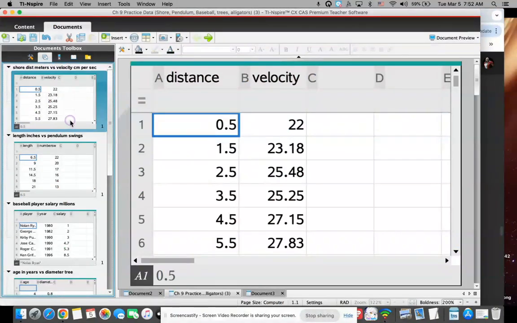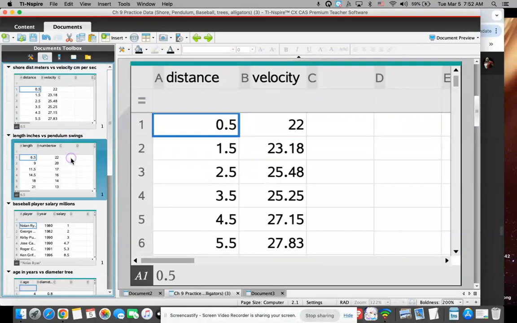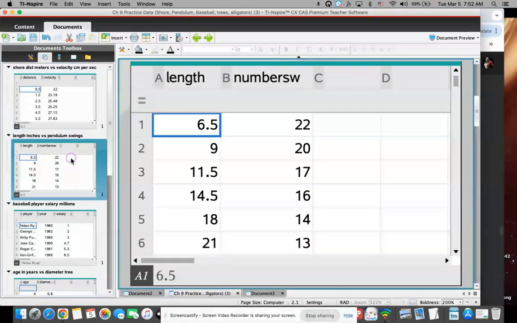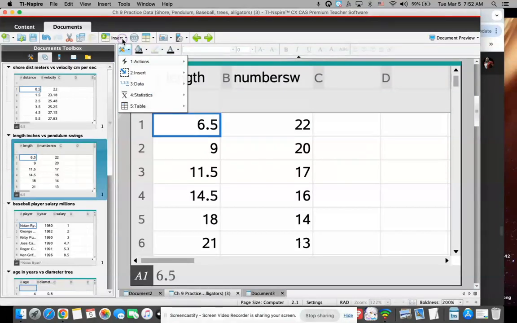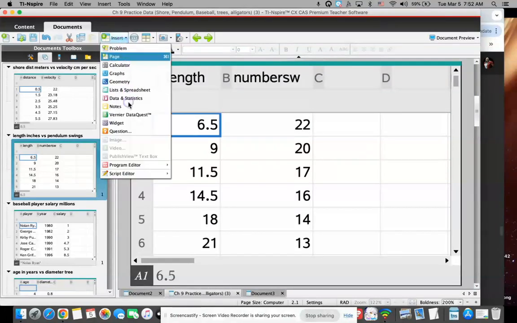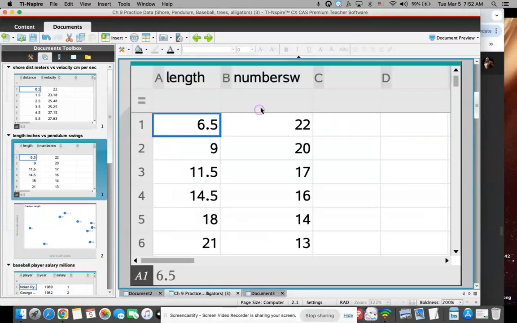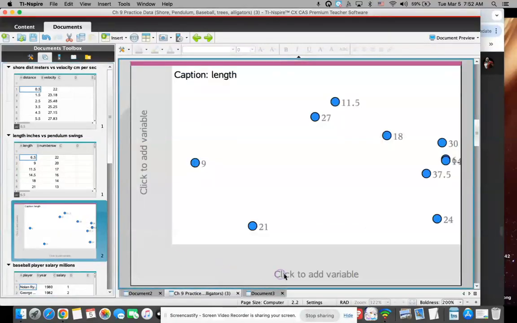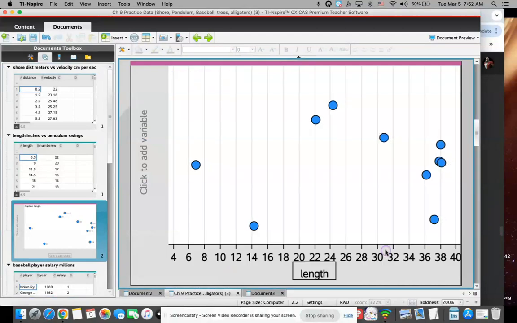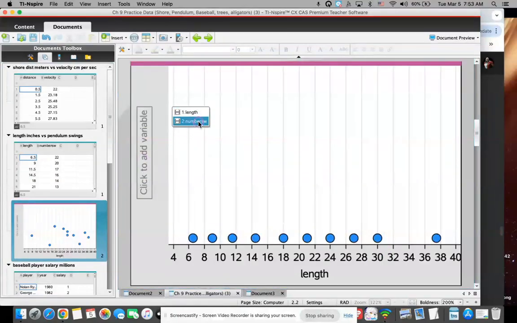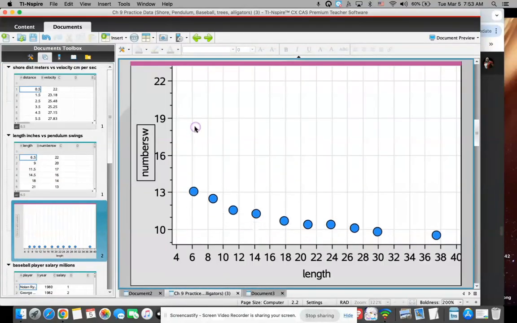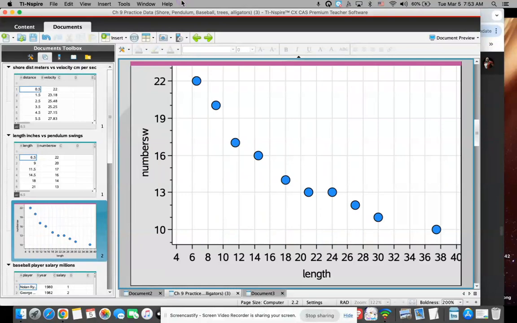So pendulum data set. If you look here, it looks like it's the second data set in my TI-Nspire. Let's just plot it out, take a look at it. So I'm going to do a data and statistics page. And we're going to do the length as the explanatory variable and the number of swings as the response. And we can see it's curved, right? This is kind of that bottom left-hand corner of my circle.